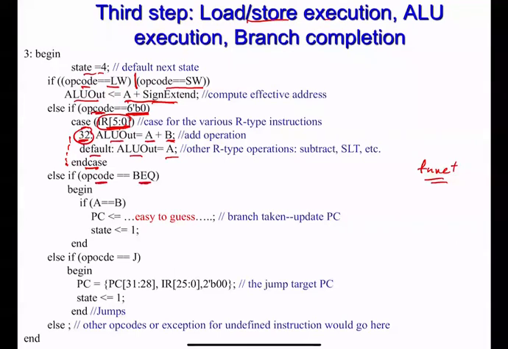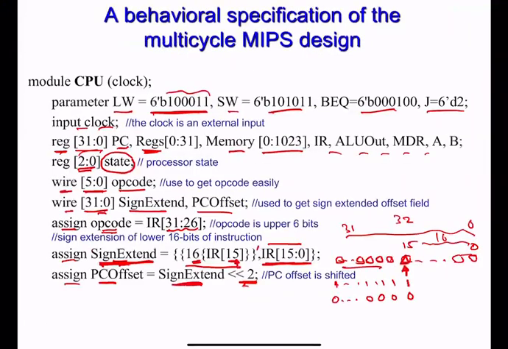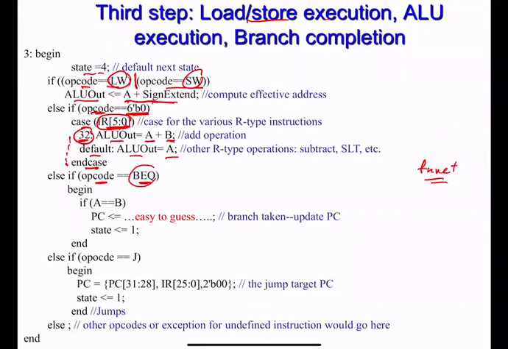If your opcode is branch equal, I just would like to remind you that load word, store word, and branch equal have already been defined at the very beginning of your code here. So if it is branch equal, then you will check if A is equal to B or not. If A is equal to B, please update your program counter according to the idea that we mentioned, which is program counter + 4 plus the program counter offset, and the program counter offset is nothing but the sign extension multiplied by 4. So you need to apply that here.